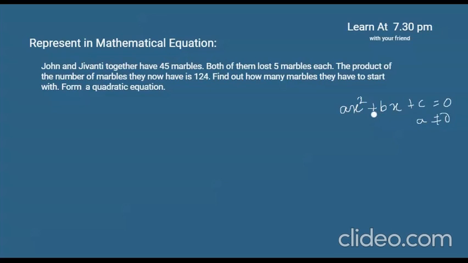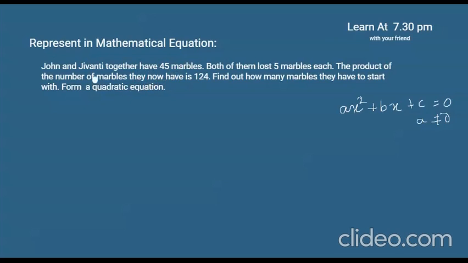Now, quadratic equations arise in several situations in the world around us and in different fields of mathematics also. Let us consider a few examples. First one, John and Givenchy together have 45 marbles. Both of them lost 5 marbles each. The product of the number of marbles they now have is 124. Find out how many marbles they have to start with. Form a quadratic equation. So this is a mathematical statement, and this situation we have to convert to a mathematical equation.